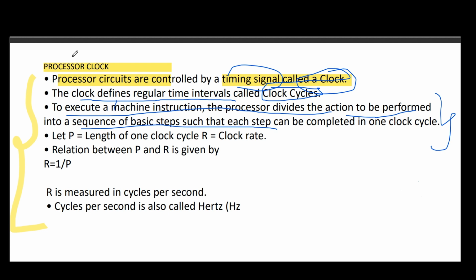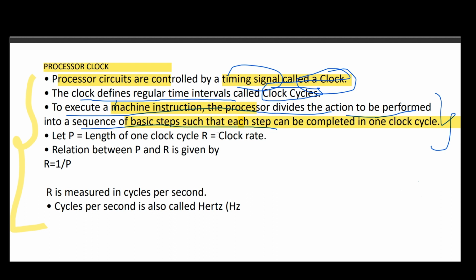So the point you have to remember is about the machine instruction. You all know machine instruction will be executed in the processor. What will this processor do? It divides the action to be performed into basic steps, meaning the machine instruction will be divided into basic steps such that each step will be completed in one clock cycle. That's all.